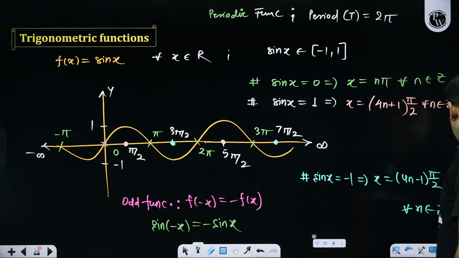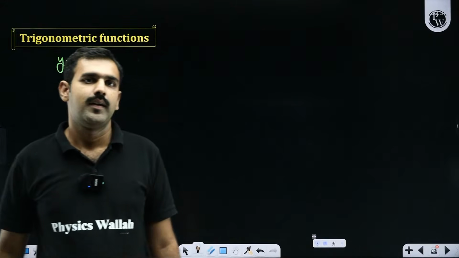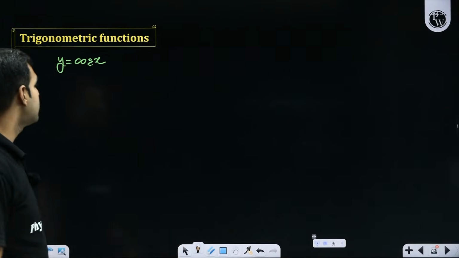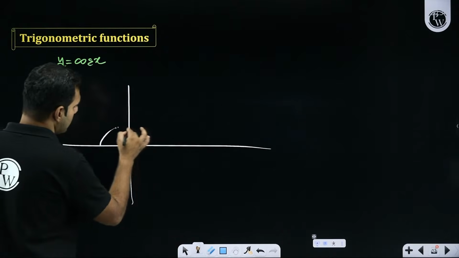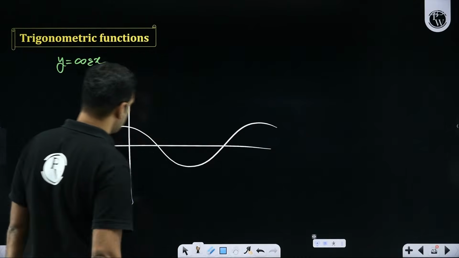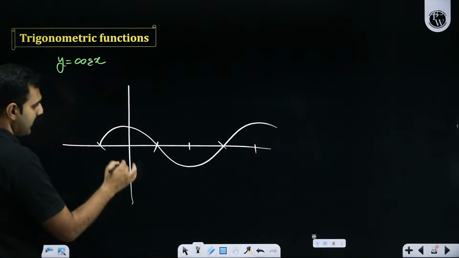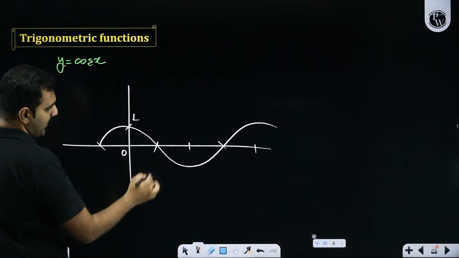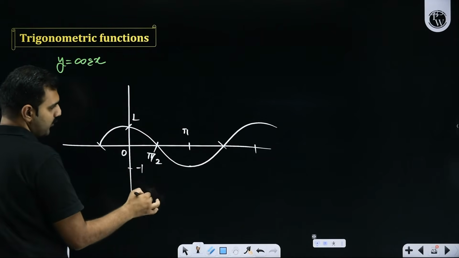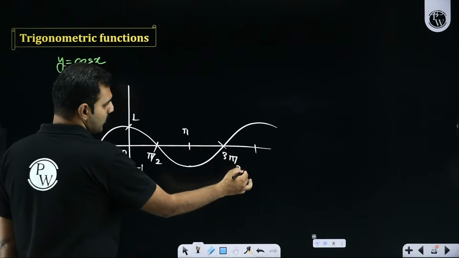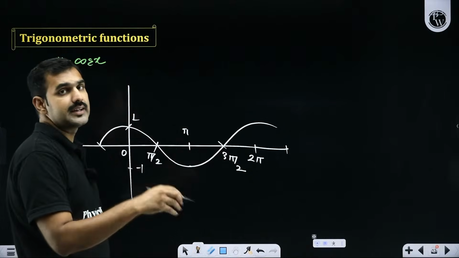Similarly, if I now take you towards cos x, yes, the same graph repeats, but with a slight change, that here it goes like this. So here you would clearly notice that this time at 0, it is 1. At pi by 2, it is 0. At pi, it is minus 1. Then again at 3 pi by 2, it is 0. Then at 2 pi, it is 1. Then at 5 pi by 2, it is 0. At 3 pi, it is minus 1.